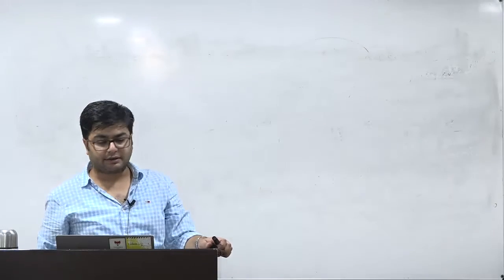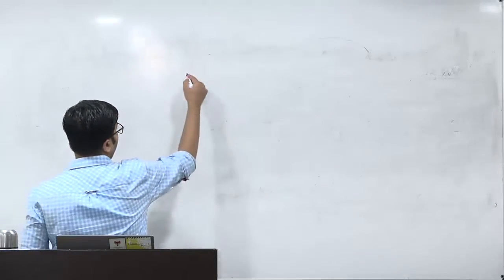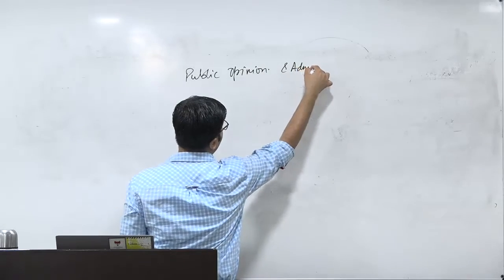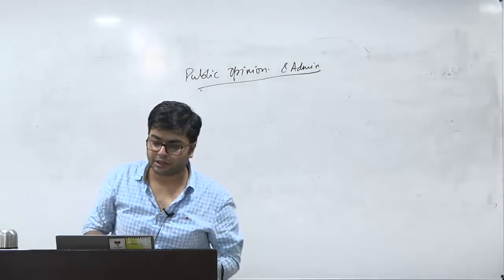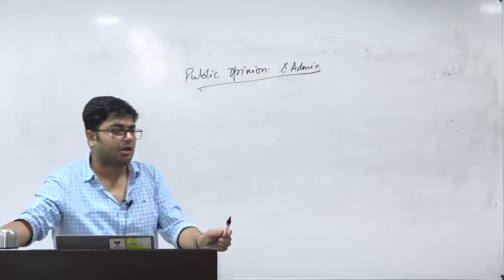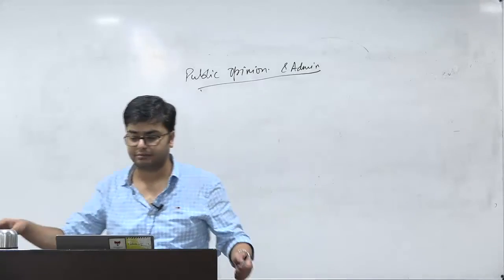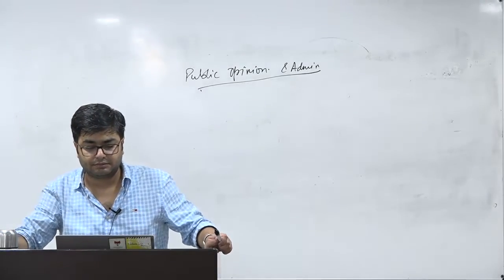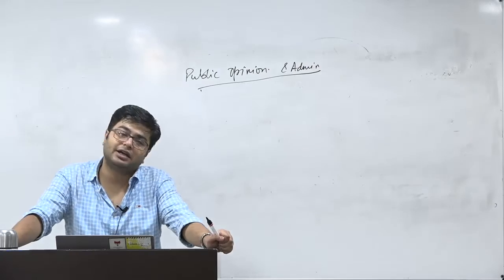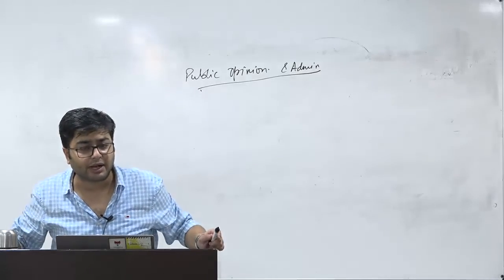Now there is a very interesting take on public opinion. Public opinion and administration. So Wilson says that the public opinion should be like an authoritative critic. It should act like an authoritative critic, that it should scream if something goes wrong, that hey, you are doing this wrong. Okay, things like that.